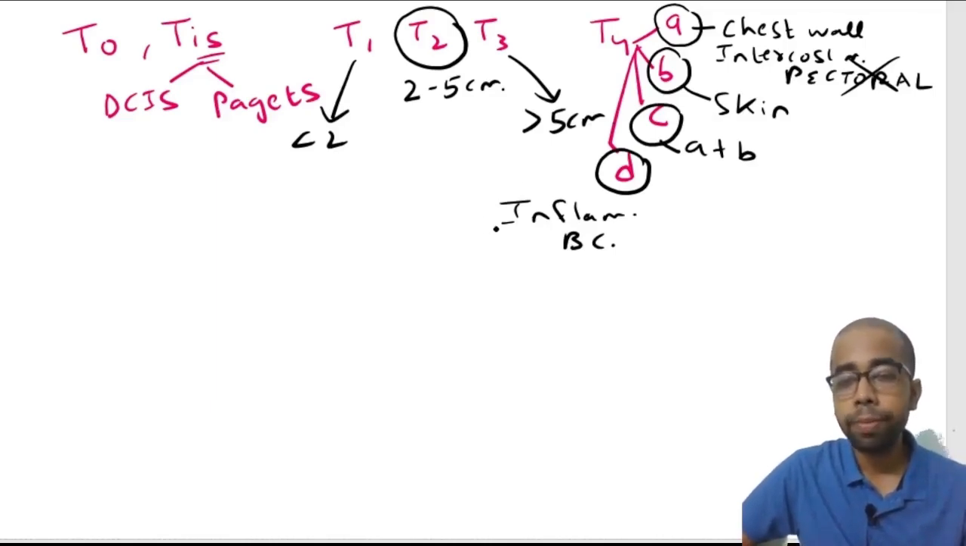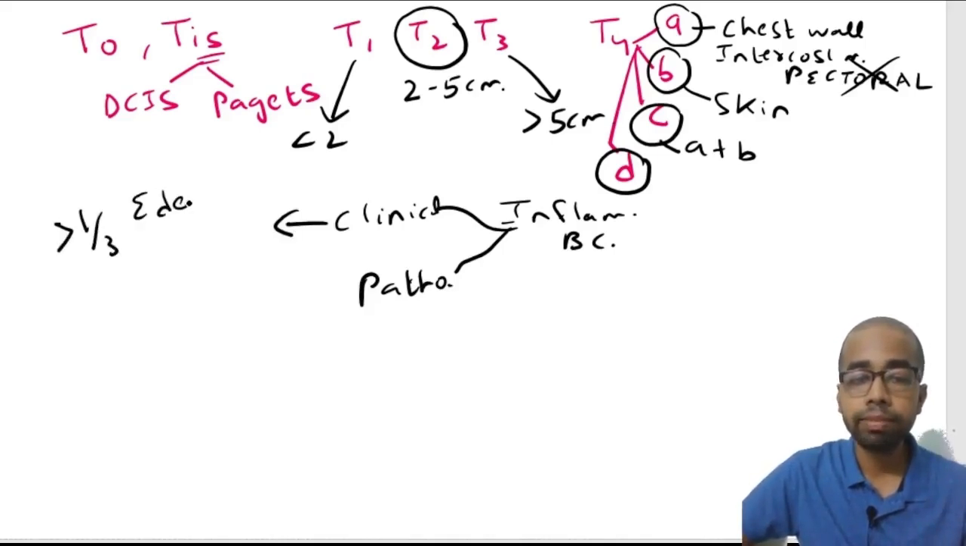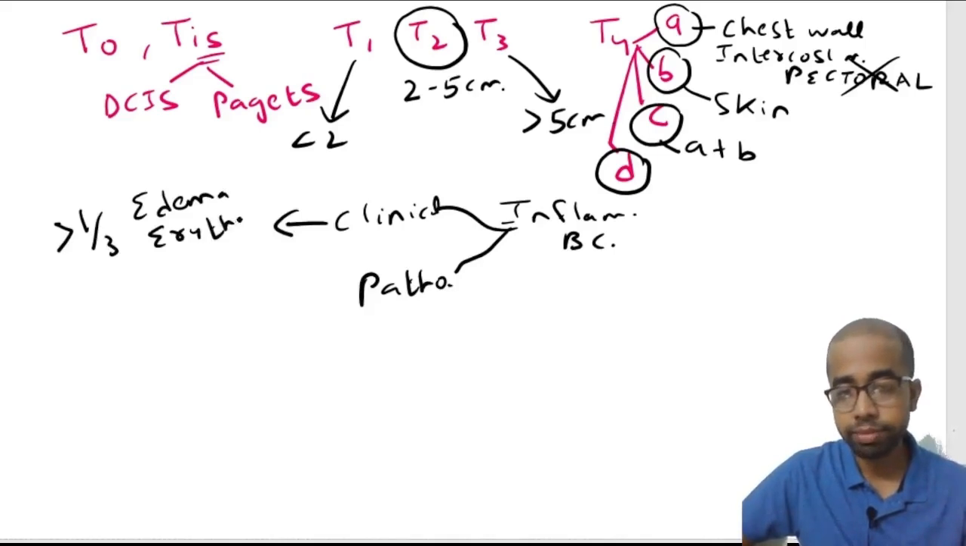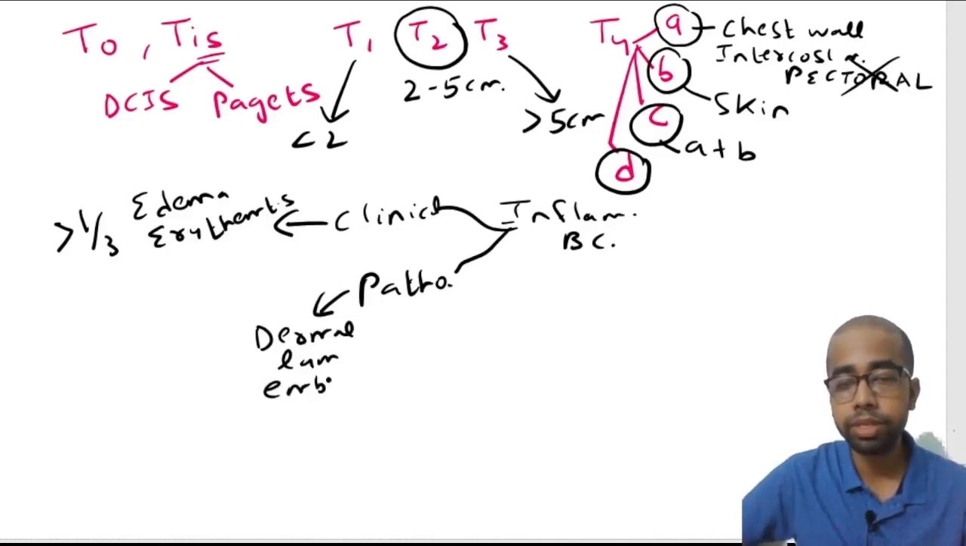It refers to the presence of both clinical finding and pathological finding, right? Now, clinical finding, there has to be more than 1/3 of the breast specimen edematous and erythema. Why is it edematous? Because the lymphatic is not drained out. Why? Because of blockage of the dermal lymphatics by tumor emboli, and that's what you see in pathology. Dermal lymphatic emboli is what you see in pathology.